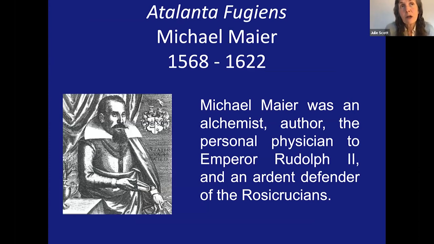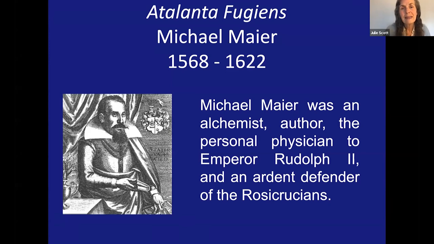Michael Maier, an ardent defender of the Rosicrucians at the time that the Rosicrucian manifestos came out in the early 1600s, was an alchemist, an author, and the personal physician to Rudolf II, the emperor in Prague, who surrounded himself with mystics. It was called the magical circle of Rudolf II. And Michael Maier was very influential in that group. Early in his medical career, he witnessed a miraculous cure through the use of Paracelsian medicinal alchemy. And this changed his life forever. He later became a devout alchemist and Rosicrucian.